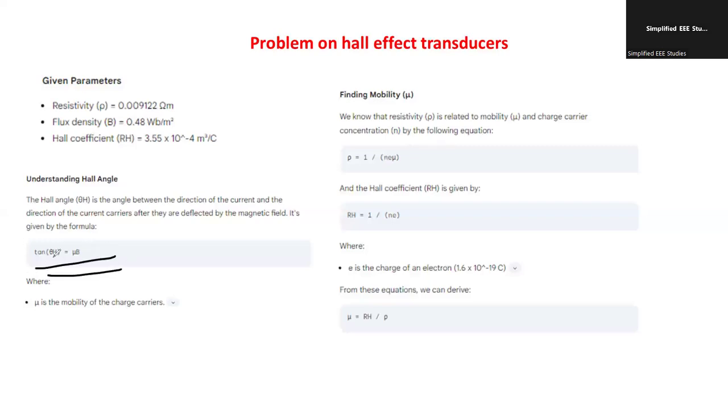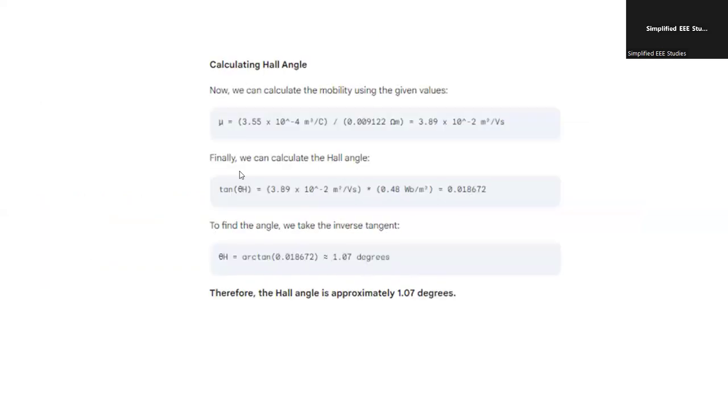This formula. Tan theta h is equal to mu B, right? Okay. So tan theta is equal to mu B. Then from this, theta h you can calculate. Take tan inverse of the answer. Tan inverse of 0.018672. That means arc tan, that means tan inverse. You are getting 1.07 degree. Okay, so Hall angle is equal to 1.07 degree.